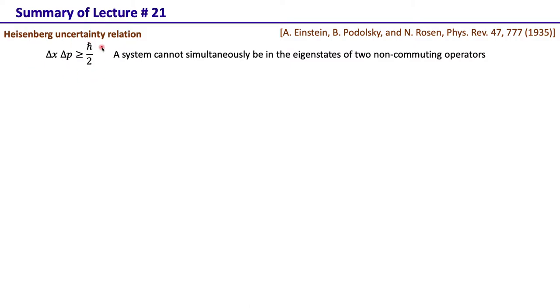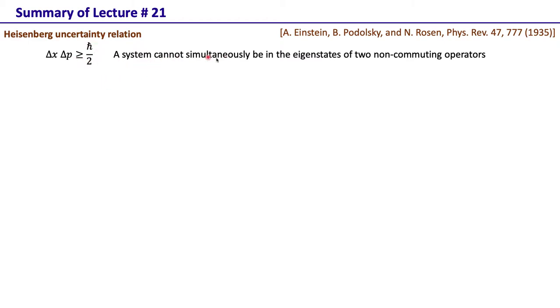Another way of saying this is in the form of an inequality: the uncertainty in x times the uncertainty in p, the uncertainty in position and the uncertainty in momentum, that product has to be greater than or equal to h bar by 2. This is a fundamental constraint that quantum theory puts on a system. It says that if we know the position of a particle very accurately, then we cannot know the momentum of the particle with arbitrary accuracy. The accuracy will be dictated by this limit, which is h bar by 2.